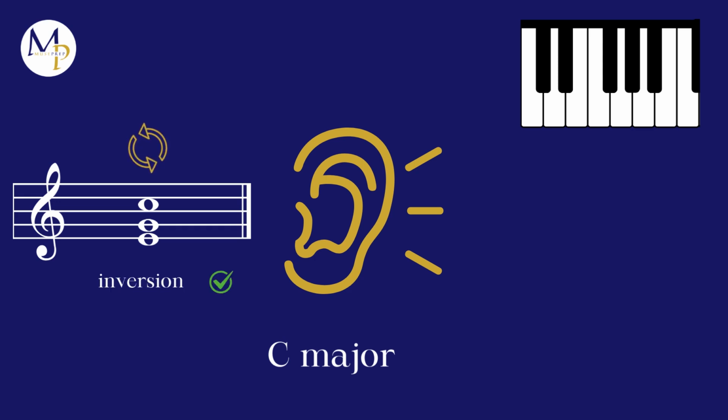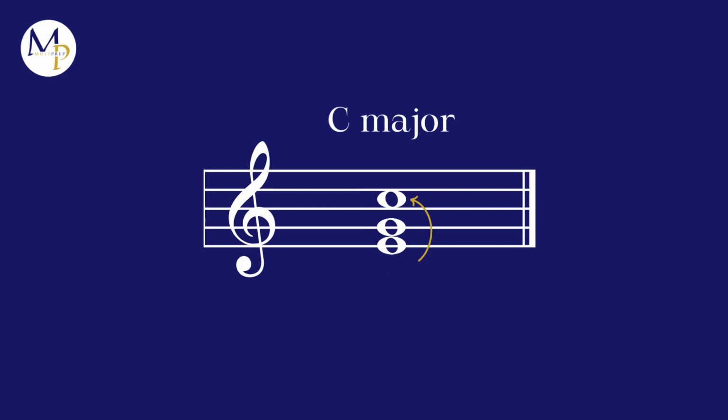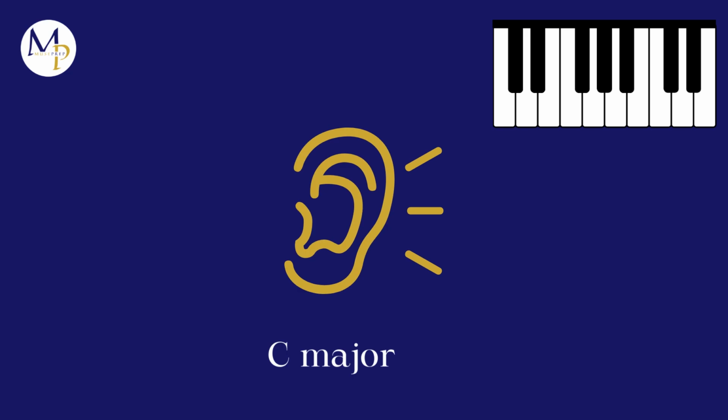Inversions occur when the notes of a chord are rearranged. For the C major triad, there are two possible inversions. Root position, C, E, G. First inversion, E, G, C. Second inversion, G, C, E. Listen to all three forms. You'll notice the change in color even though it's still the same chord.